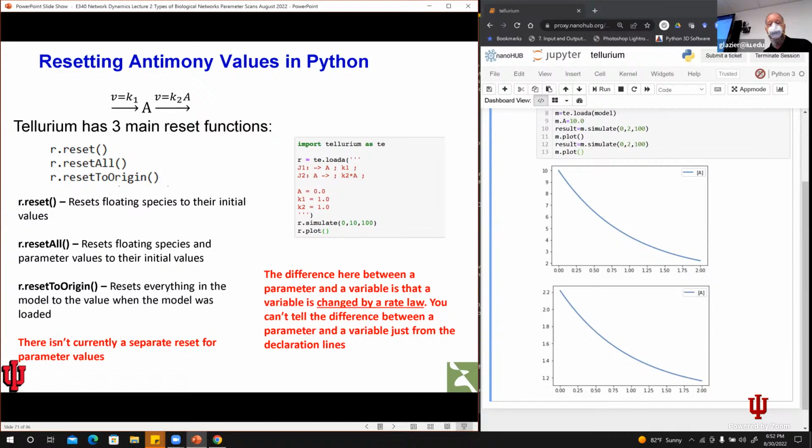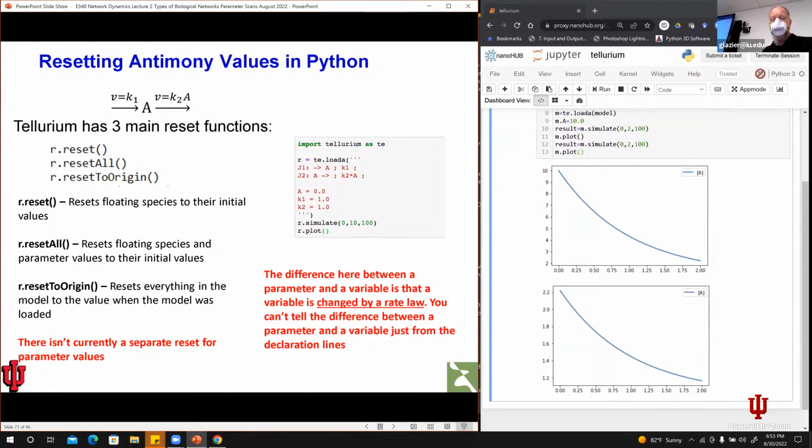If I do reset all, all of the values in the simulation are read back to the original values. That would be equivalent essentially to reloading the model. The difference between reset all and reset to origin isn't significant here because we haven't introduced anything else. There are other states you can set in Antimony besides parameters and variables, and reset to origin resets all those extra things. So we're not going to be using that now.